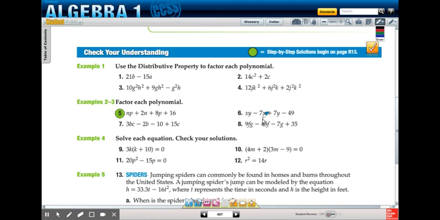So number 6, the first two are right here. Looks like they have an X in common. And I'm pretty sure if I take the X out, I end up with Y minus 7. And on the other one, they don't have a Y in common. They'll both have 7. If I take the 7 out, I'm going to end up with Y minus 7. Okay, so X plus 7 times Y minus 7. There you go.